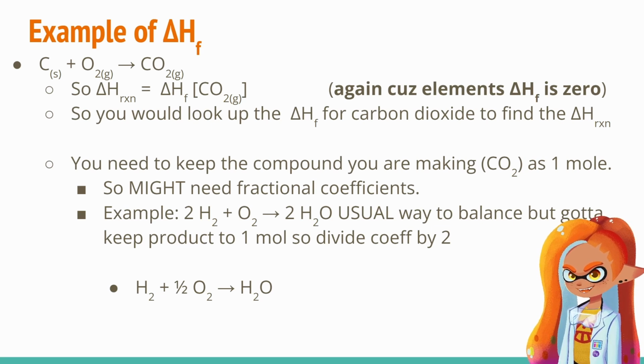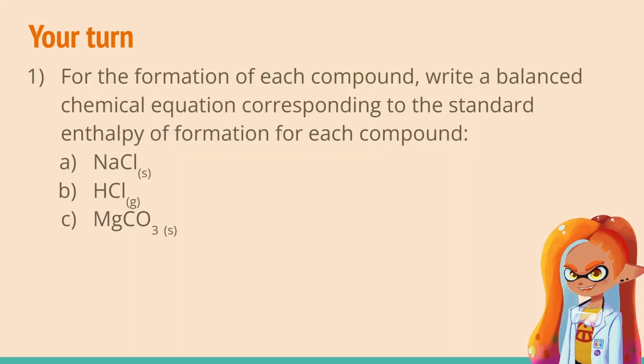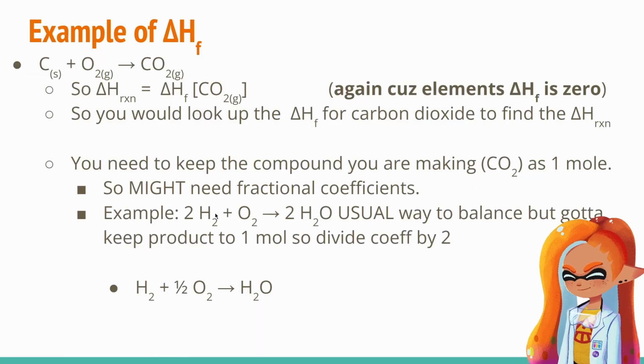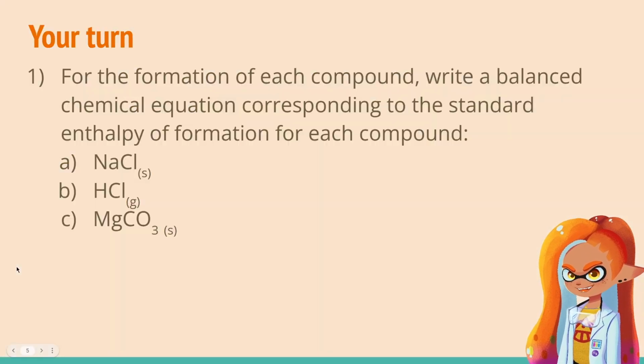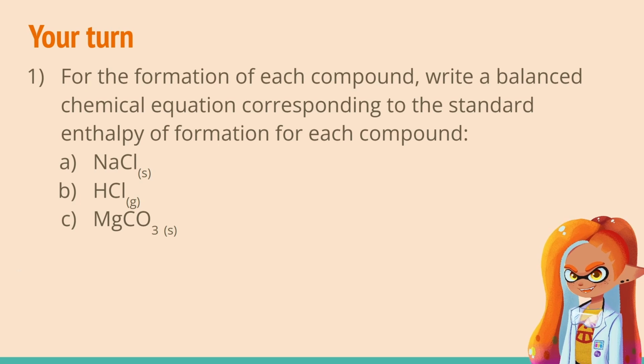And so when you are doing your turn, you're going to set it up exactly the same way as this, but you want to make sure it's the coefficient of 1 for the product. So go ahead and write the chemical equations as if we were forming all of these from its constituent elements. So go ahead and pause the video real quick and then try it out. Ready? Here we go.